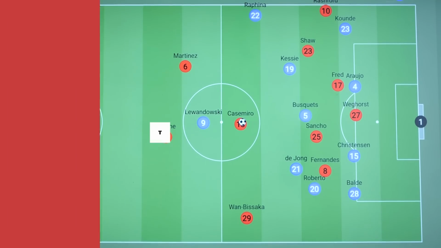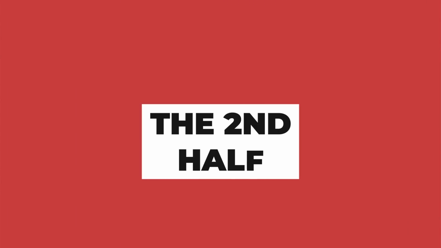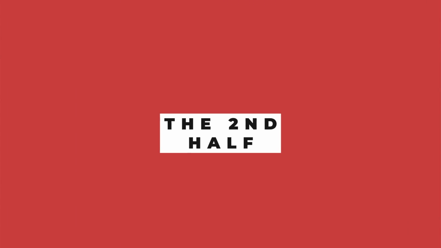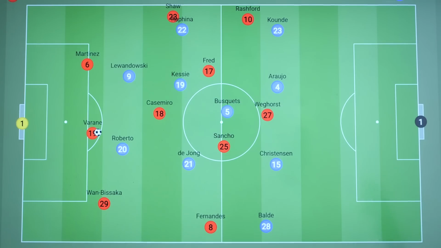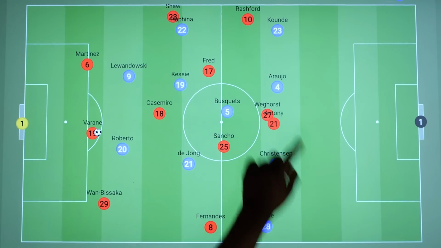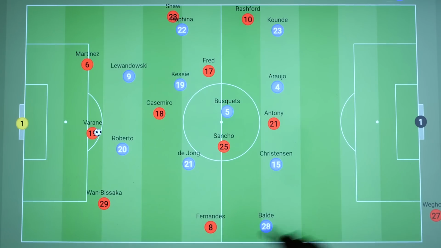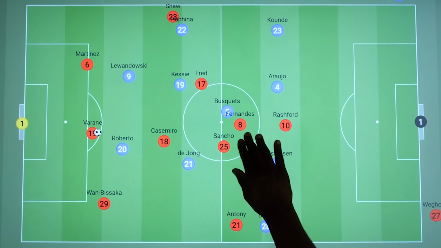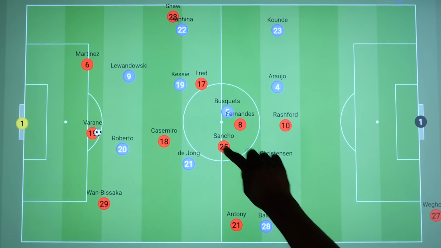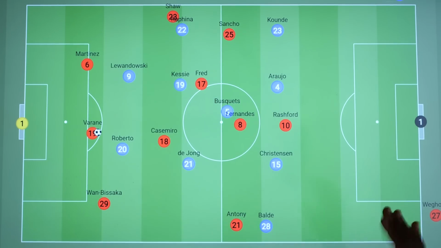So what exactly changed in the second half? In possession, the actual patterns of play were tweaked rather than overhauled. The biggest differences were more to do with the personnel, and Antony's introduction for Weghorst meant that it was now Rashford who could occupy the centre forward position, Fernandes in his more natural attacking midfield position, and Sancho drifted back out to the left hand side.